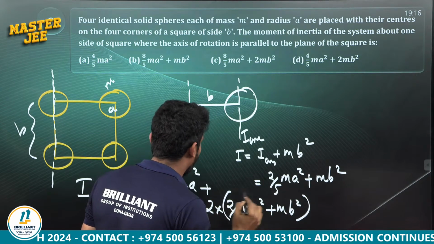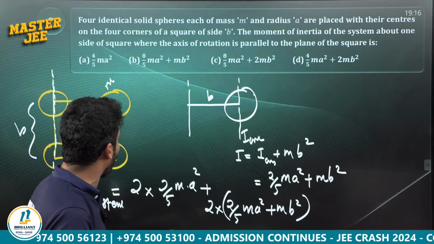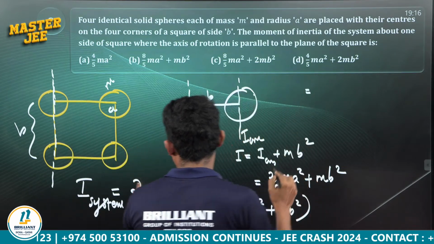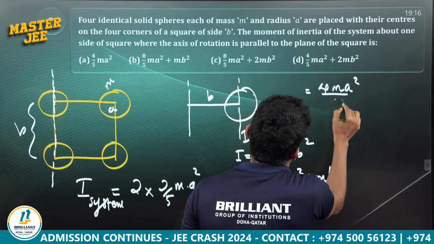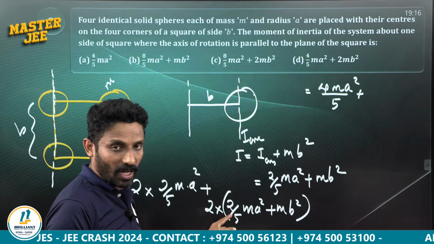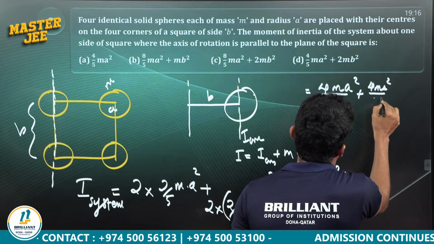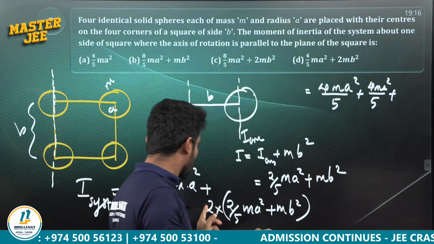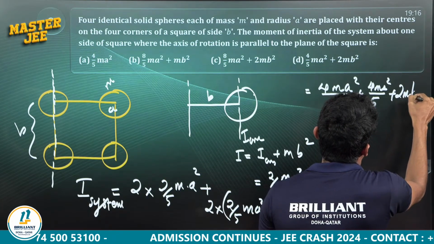This is in the bracket. Okay, so what is the final answer? This is 4 ma square. See, this one is 2 into 2, 4 ma square. 4 ma square by 5, plus this one is 4 ma square by 5 again, plus this one is 2 mb square. Okay, 2 mb square it is.